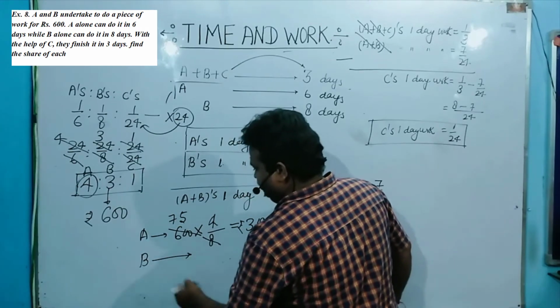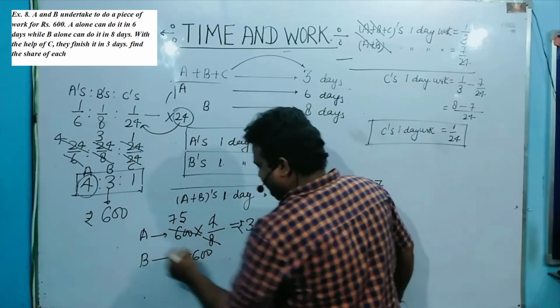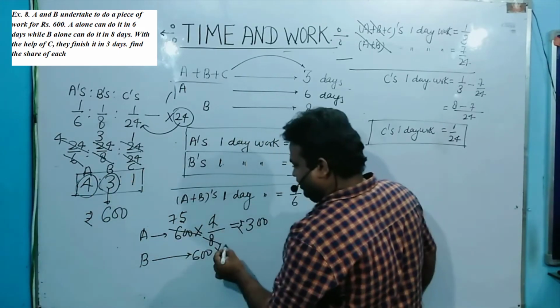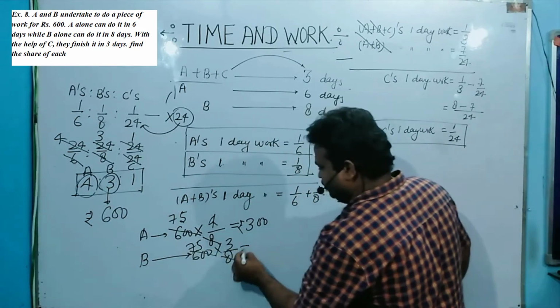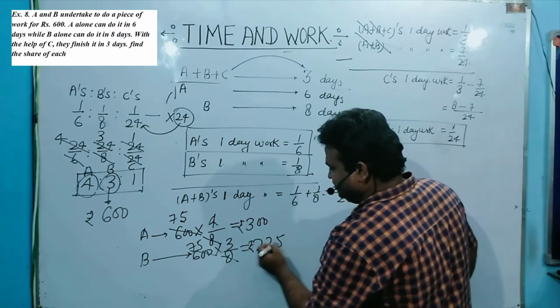What is B's ratio? B's ratio is the total quantity multiplied by B's ratio 3, divided by the total value 8. So this is 75. 75 threes are 225. So 225 rupees are given to B.